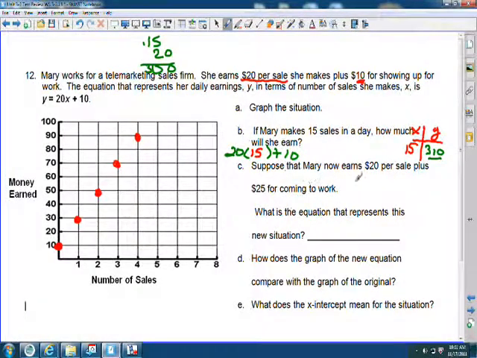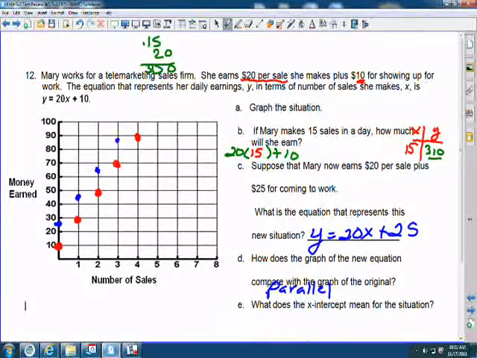Now it says, suppose Mary earns $20 per sale plus $25 for coming to work. What is the equation that represents this situation? Y equals 20x plus 25. So how does the graph compare to the original? Well, let's see, I start here at 25 and I go up 20 over 1. Well, okay, these have the same slopes, so these are going to be parallel.